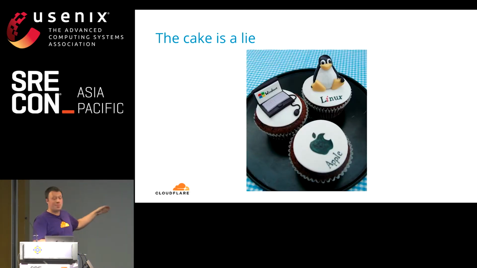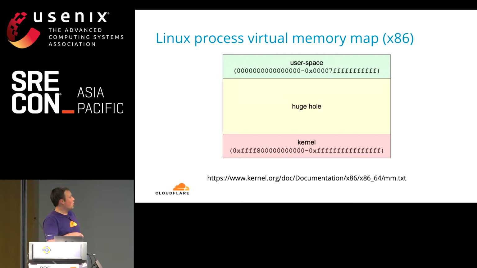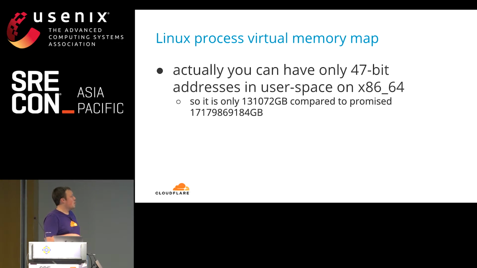The operating system, all operating systems cheat you, and they take away your resources. So this is how the virtual memory map is set up on Linux, on the x86 platform. You have the user space addressable range, you have the huge unused hole, and you have the kernel addressable space here. So actually, your user space application can only use this range. So not 64 bits. You can only use 47 bits of addressable space, which gives you only 131 terabytes of addressable memory, which is still okay, right?